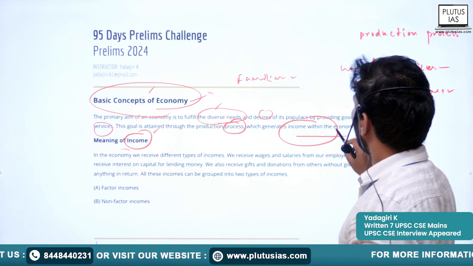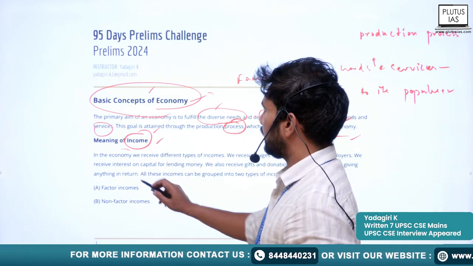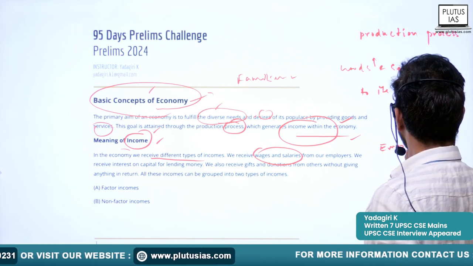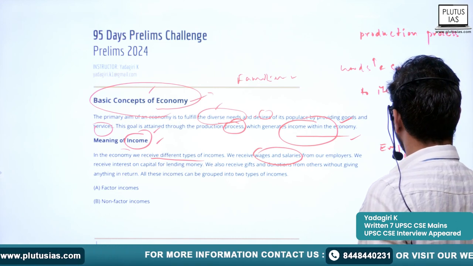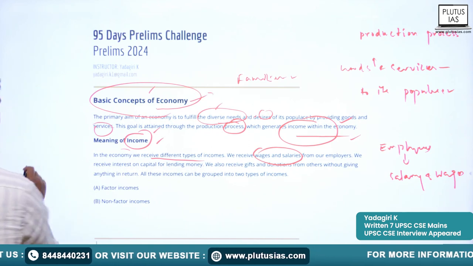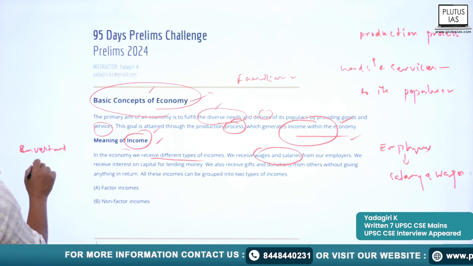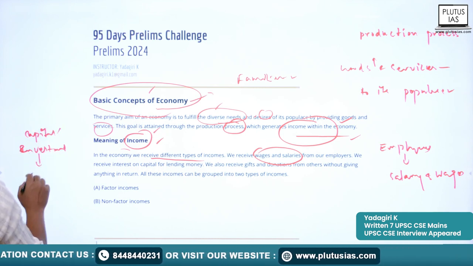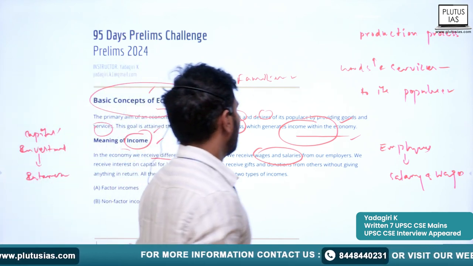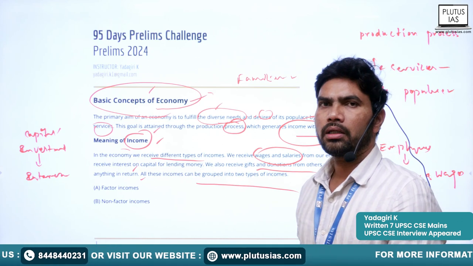Meaning of income. Now we have seen that the economy provides within the process of production. So now we will understand the meaning of income. In the economy we receive different types of income. We generally receive wages and salaries for employees. Similarly, for capital or investment, there is interest. Whatever amount is loaned to some other person, that person will pay interest. Similarly, we also receive gifts and donations from others without giving anything in return. All these are examples of income.